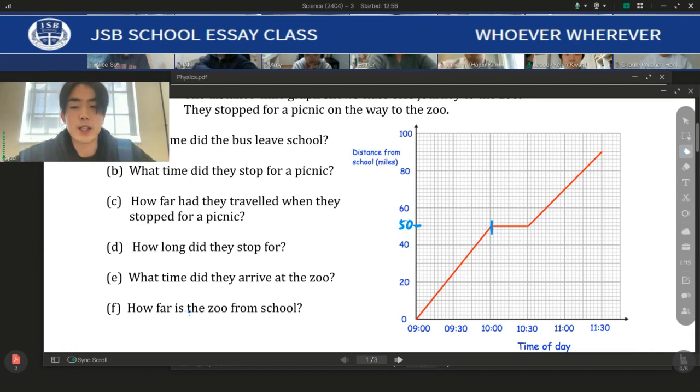Good. D, how long did they stop for? Charlie, how long did they stop for? 30 minutes. Good. So that's when this is the flat line. Good. So 30 minutes. And then E, what time did they arrive at the zoo? Ian, what time did they arrive at the zoo? 11:30. Good. And finally, F, how far is the zoo from the school? Esther, how far is the zoo from the school?